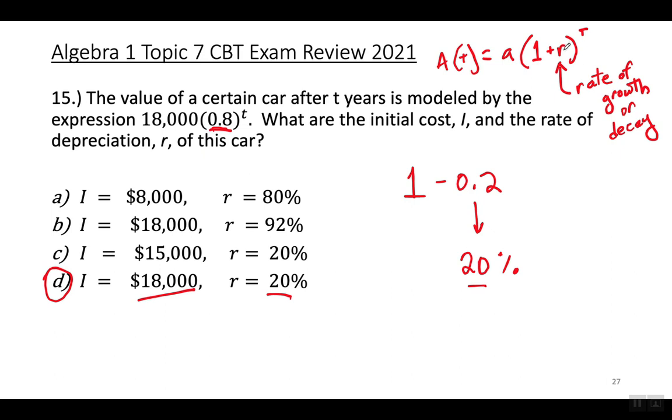So if r is positive, that's the rate of growth. And if r is negative, like in this case, r is negative 0.2. So that's the rate of decay. So I just got to change negative 0.2 to a percent. That means it's going down by 20% each year.